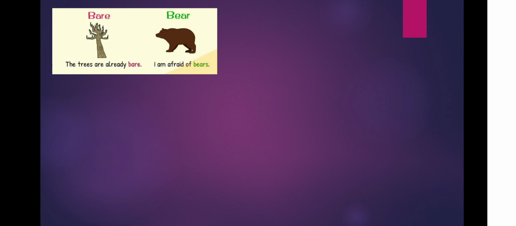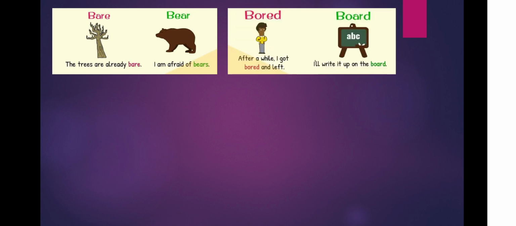Bored and board. They are different in their spelling. You can see bored and board, but their pronunciations are similar. So the meaning of bored is lack of interest in something, like she gets bored with one comic or one thing, one picture. In this picture, there is an example: after a while, I got bored and left. And on the other side, board is where we write something, where I wrote something in school, right? So I will write it up on the board.